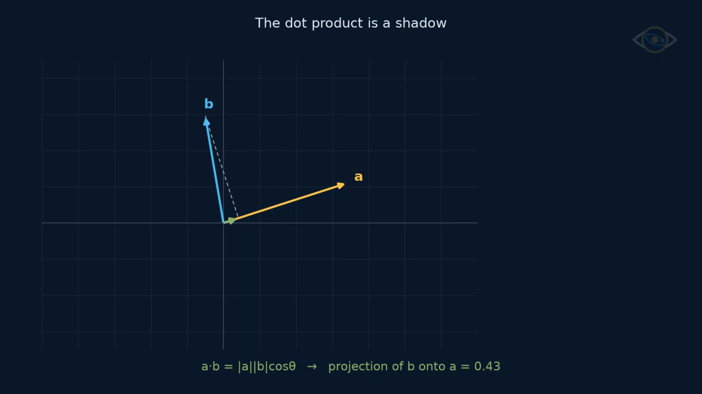Shine a light straight down onto the direction of A. The shadow that B casts along A, that length, scaled by how long A is, is exactly the dot product. Oh, so the dot product is literally measuring how much of B lies along A. It's a shadow. And when B swings more in line with A, the shadow grows. Swing it away, and the shadow shrinks.